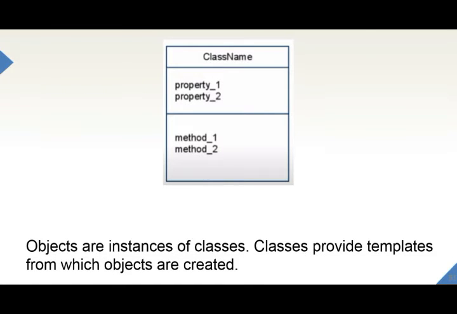Another definition of an object is that objects are instances of classes. A class is a programming structure that provides templates and specifies how objects are going to be constructed or created. These classes define what properties and behaviors an object will have once it is instantiated.